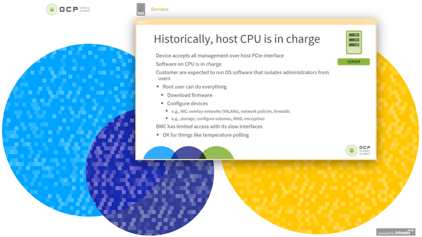Historically, in computer systems, the host CPU is in charge. When you get root access, you have significant power to configure lots and lots of things. You can download firmware to devices. You can configure network and storage devices. You can do all sorts of configuration as soon as you have access to the host processor. The board management controller also has access, albeit on slower interfaces, to take care of commands like temperature polling or other status monitoring.